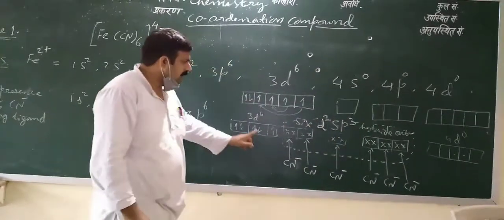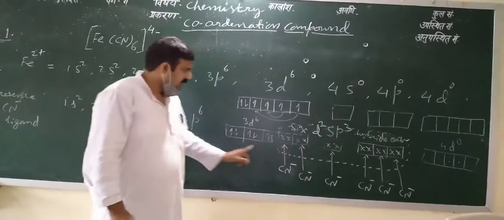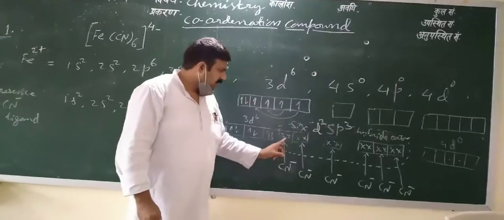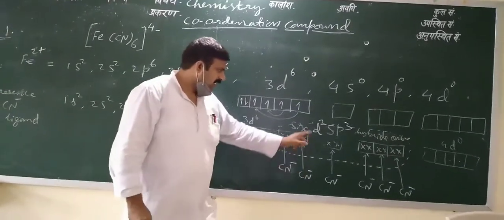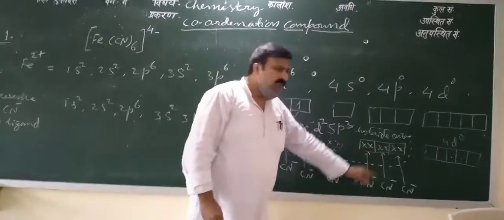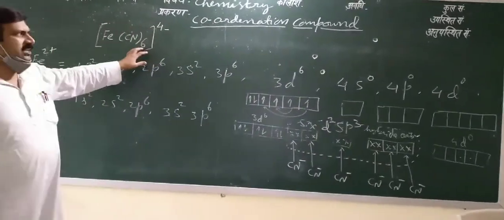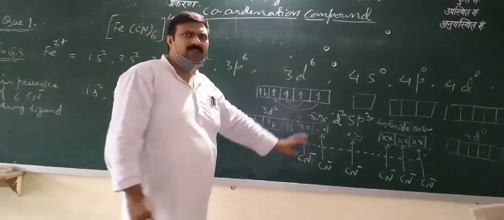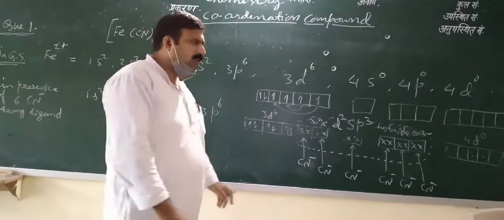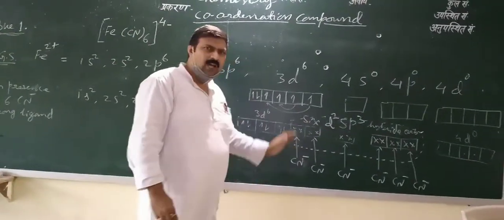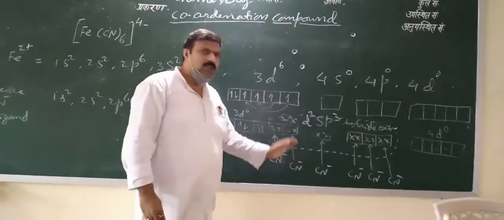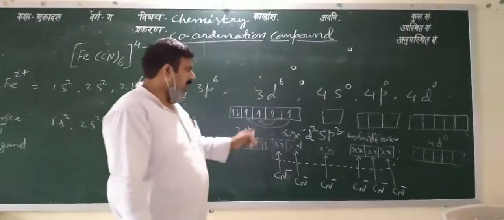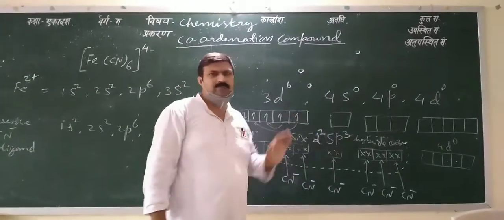Now in d2sp3, all the orbitals are paired. See here, all these orbitals have paired electrons. These are 2 electrons, meaning a pair of electrons donated by the ligand CN-. So all the orbitals are paired. So [Fe(CN)6]4-, that is the hexacyanoferrate ion, is diamagnetic because all the orbitals are paired. There is no unpaired electron. So it is a low spin, inner orbital complex and diamagnetic.